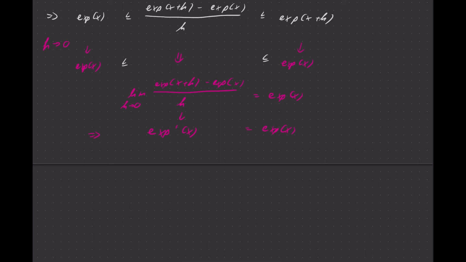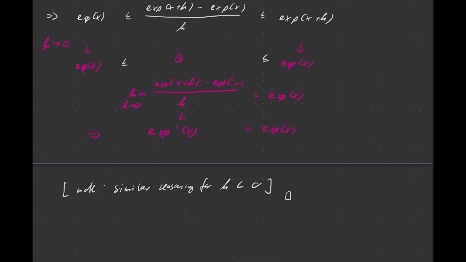Now, precisely speaking, we only have argued that for h positive. Of course, you can make the reasoning in a very similar way for negative h, and the outcome will be the same. So let's just add this as a quick note here. The reasoning for h negative is very similar. And this completes the proof. So we have actually seen that the derivative of the exponential function is the exponential function itself. And the proof is an application of the sandwich theorem.